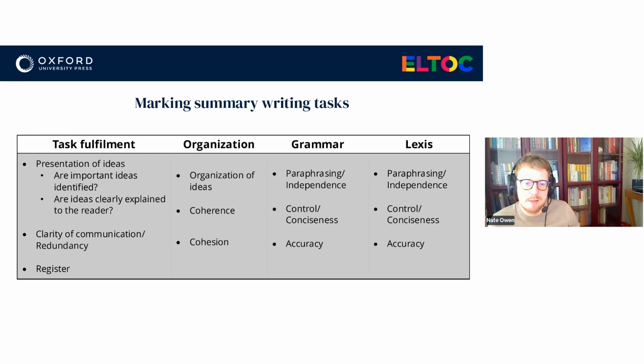We don't have a separate part for reading in the criteria. Reading is integrated across the criteria. So there are reading descriptors in task fulfillment, organization, grammar, and lexis. So what we do, presentation, task fulfillment, this is perhaps where reading is most centered. So presentation of ideas, have they identified the important ideas? Are these ideas clearly explained to the reader? To what extent is there any redundancy? So have they included too much information? Have they respected the register of the original? So is it still written in the style of the original, or has it moved away a little bit?